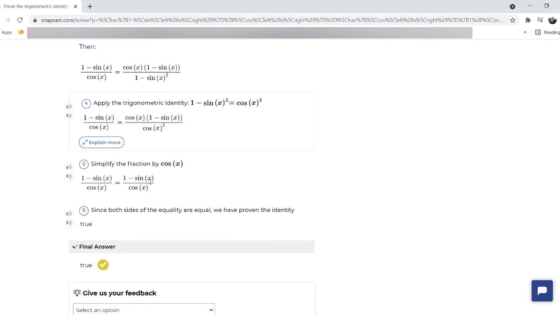So, conclusion, we have proven that we can prove the same trigonometric identity from both sides.